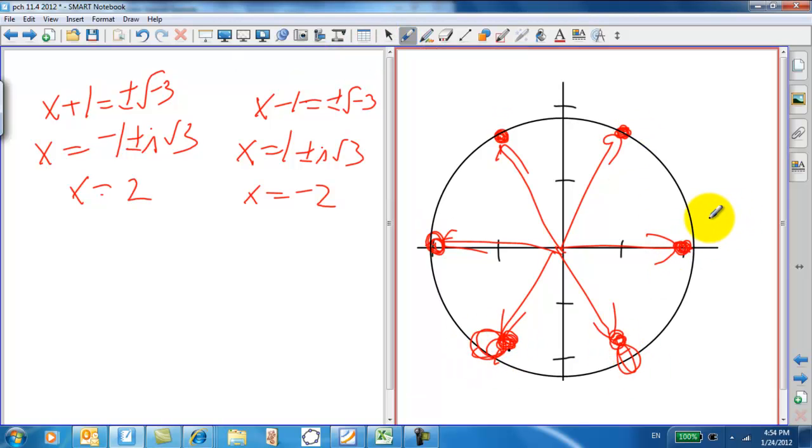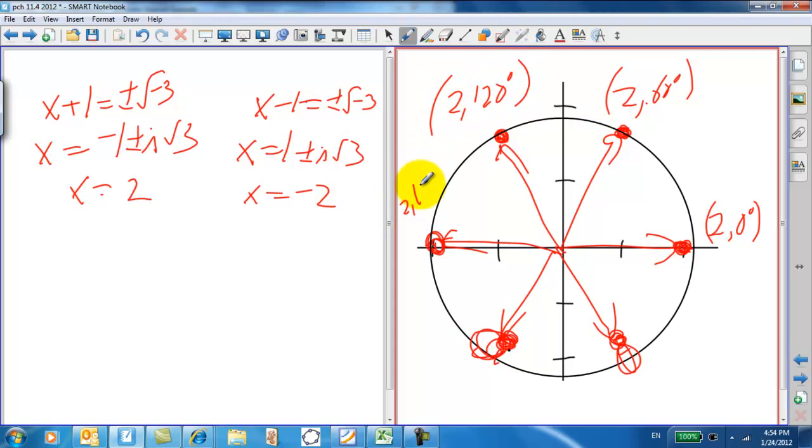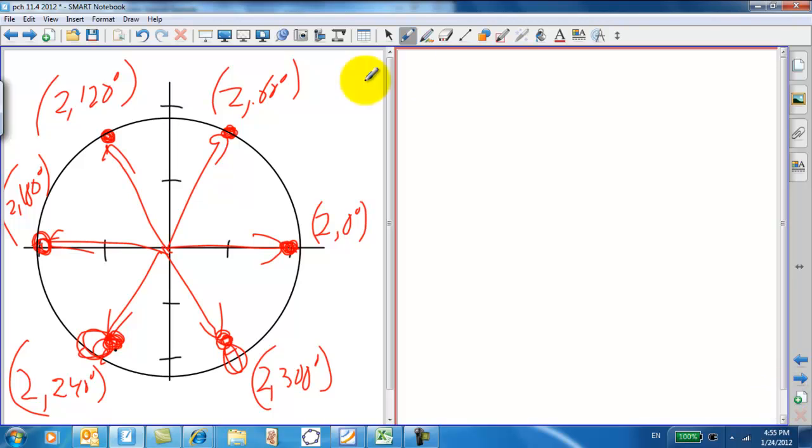Now, let's write these out in polar. This is 2 at an angle of 0. This is 2 at an angle of 60. This is 2 at an angle of 120 degrees. 2 at an angle of 180, 2 at an angle of 240, 2 at an angle of 300. See, they're coming every 60 degrees. So let's reverse engineer the problem. And now, take it on this way.